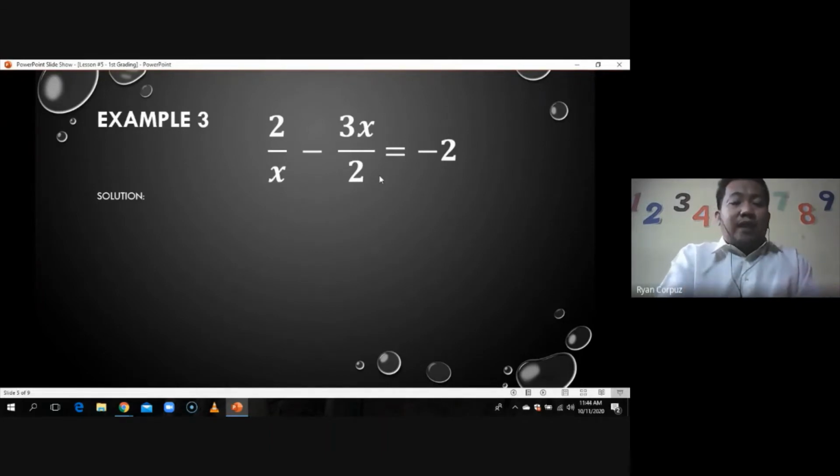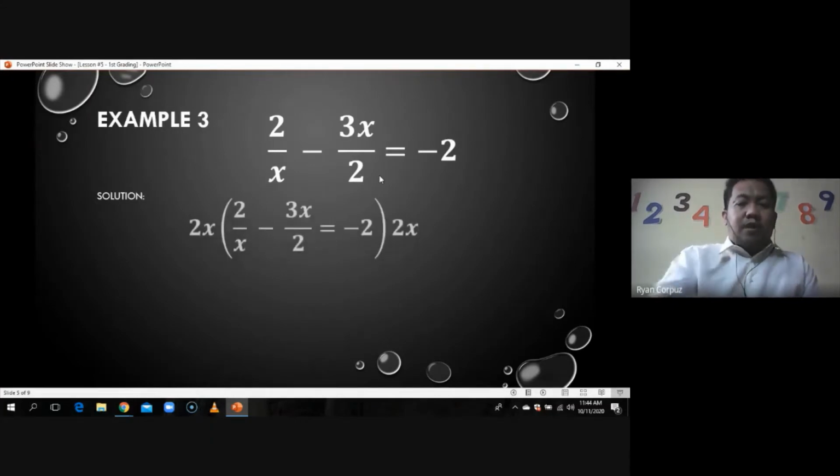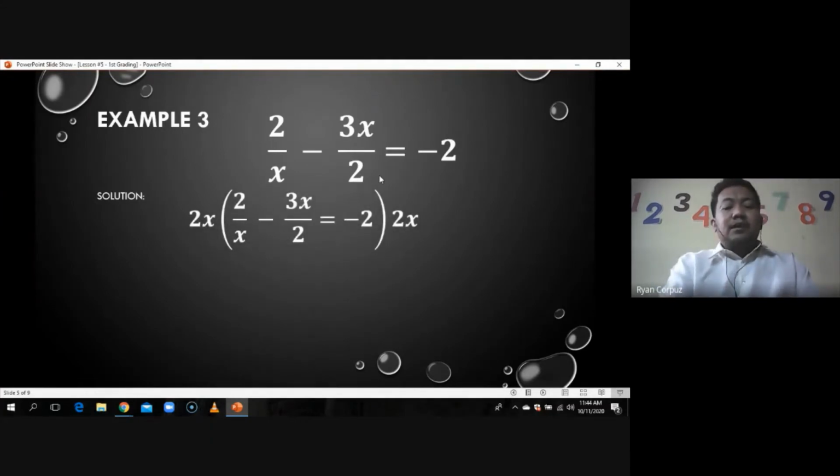So that 2x is to be multiplied on both sides of the equation so that it will become like this. Then from there, on the left side of the equation, with this LCD, first you're going to divide it by the denominator, then multiply by the numerator. So we do have 2x divided by x, that will be 2 kasi ma-eliminate yung x. Then 2 times 2, that will be positive 4.